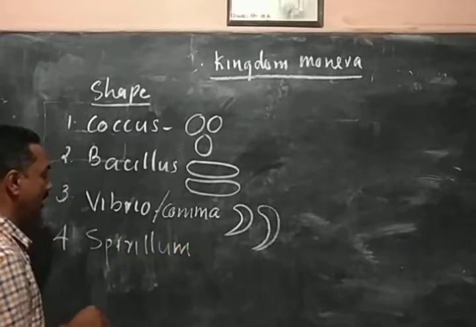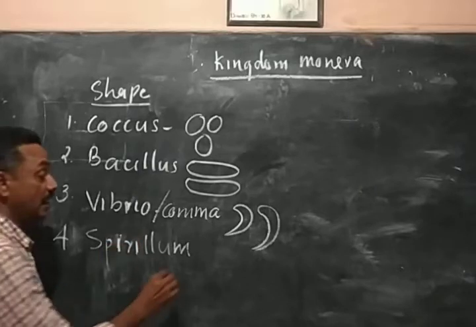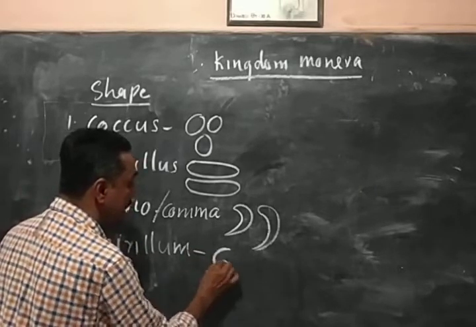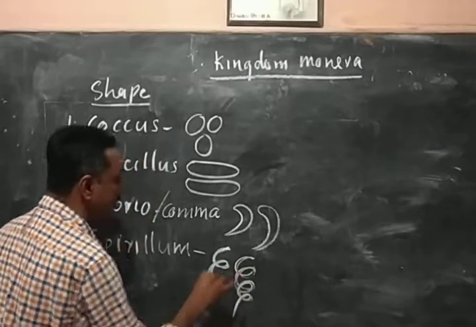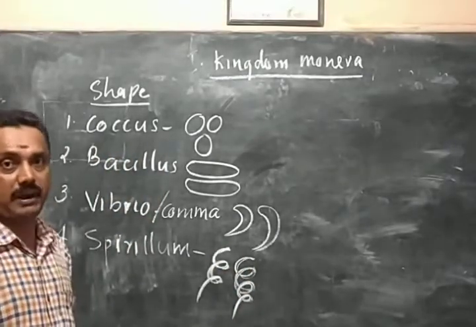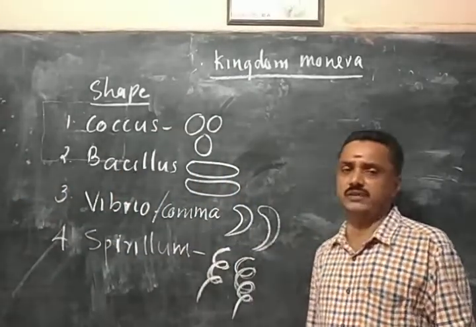Spirillum bacteria. S-P-I-R-I-L-L-U-M. Spirillum means spring-shaped. Spring-shaped bacteria are called Spirillum bacteria. So, based on the shape, bacteria, this is an old classification.